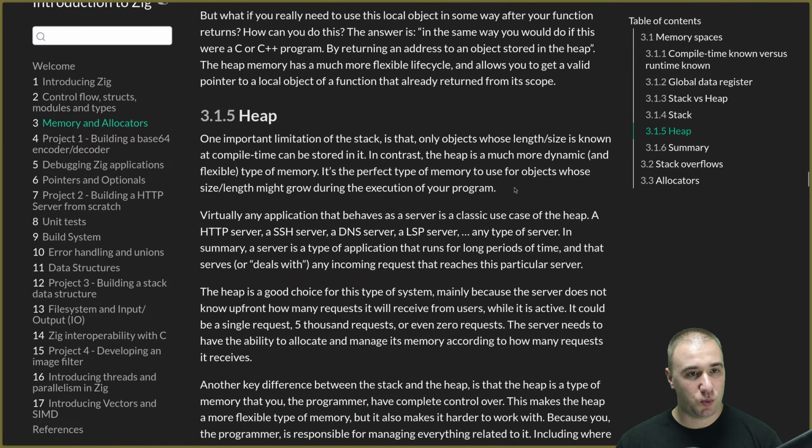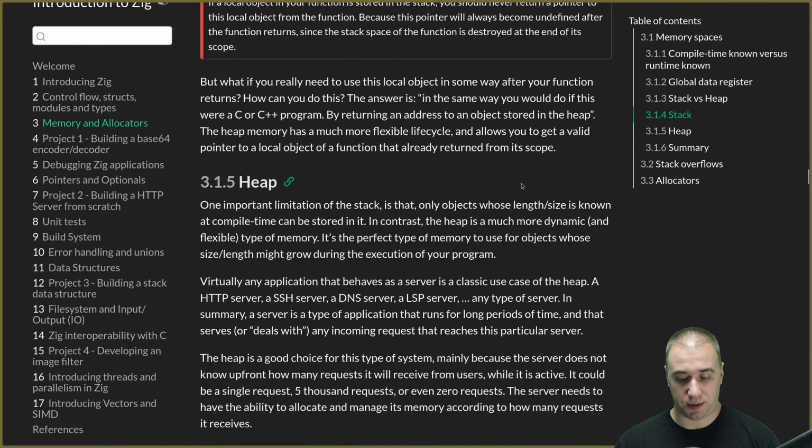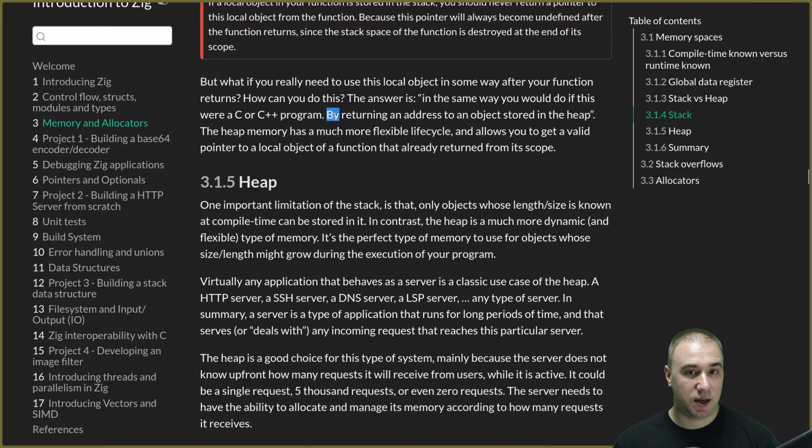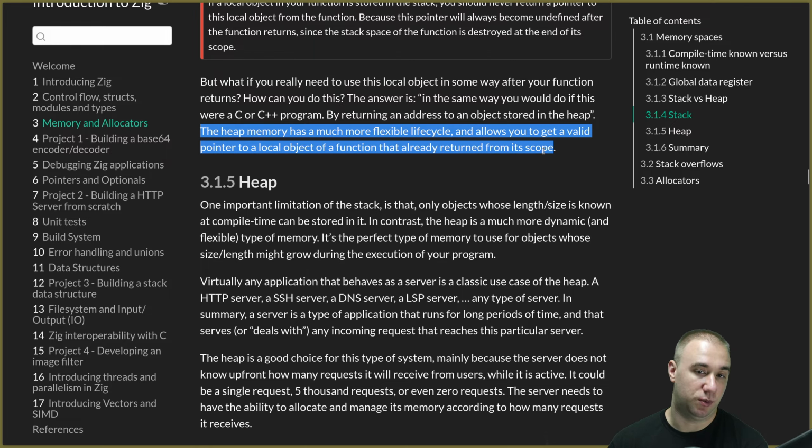All right. We are 1/3 through the whole thing. Wow. Okay. But what if you really need to use this local object in some way after your function returns? How can you do this? The answer is in the same way you would do this in a C or C++ program, by returning an address to an object stored in the heap instead. The heap memory has a much more flexible lifecycle and allows you to get a valid pointer to a local object of a function that already returned from its scope.